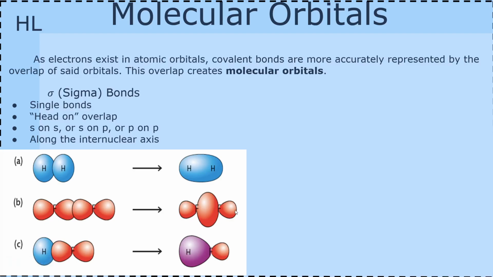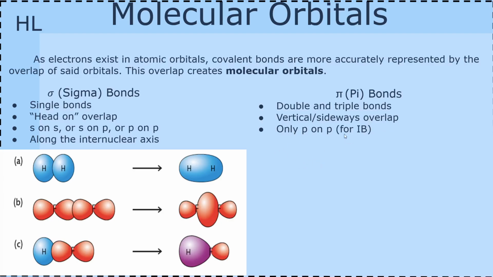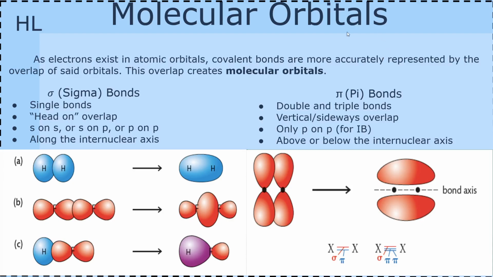Now the second type of bond we have to talk about are pi bonds. Pi bonds are your double and triple bonds. They occur from the vertical or sideways overlap of orbitals. I like to think about it as sideways, but it's debatable. And they're only for P on P, for IB. That's all you have to know. They occur above or below the internuclear axis. So, as we can see here, there's a vertical or sideways overlap between two p orbitals, to where you have these regions created above and below the internuclear axis, where these electrons will stay bonded.